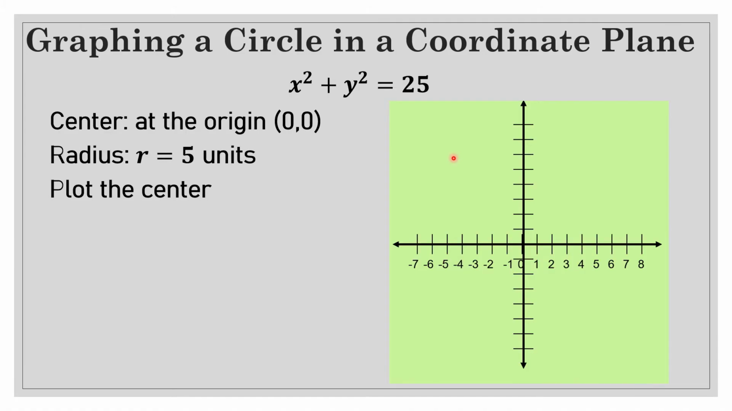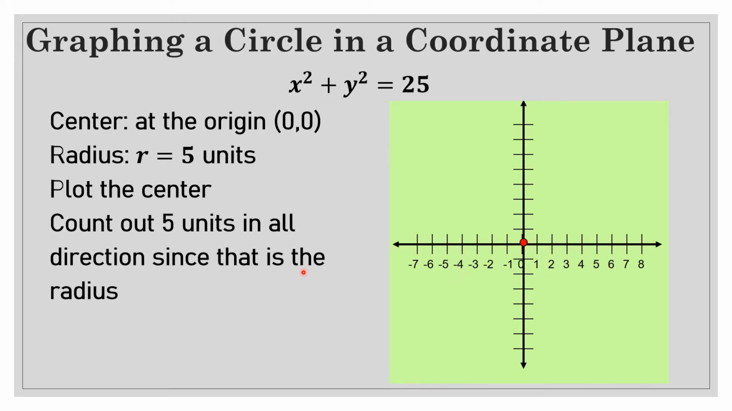The first thing to do is plot the center on our Cartesian plane. So, our center is here, in the middle. The next thing to do is count out 5 units in all directions since that is our radius. So, in all directions, 5 units to the right, 5 units to the left, 5 units up, and 5 units down. So, these are our radius points. This is the right, the top, the left, and the bottom.